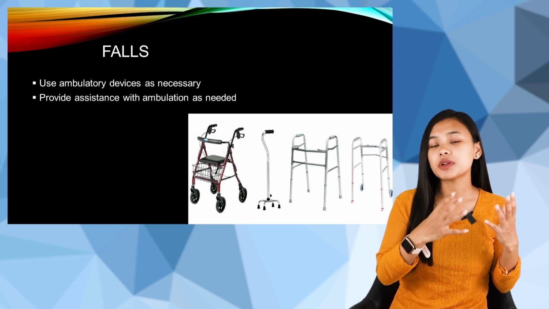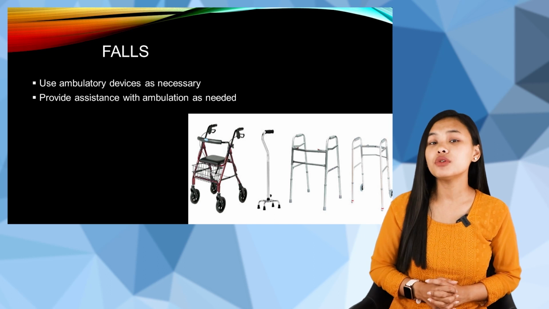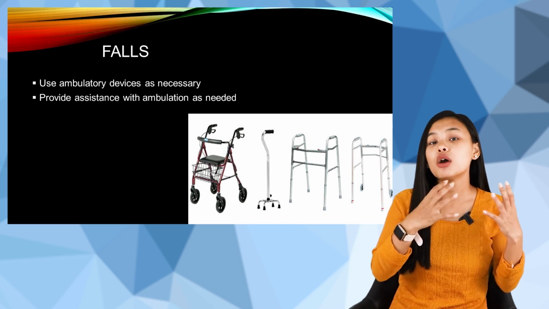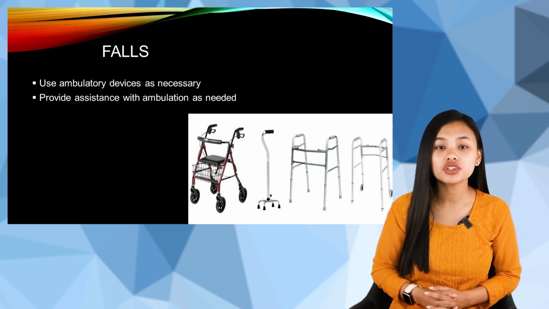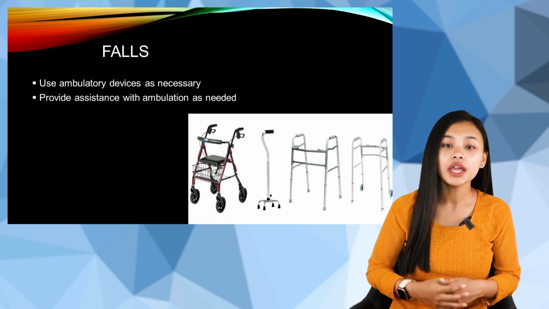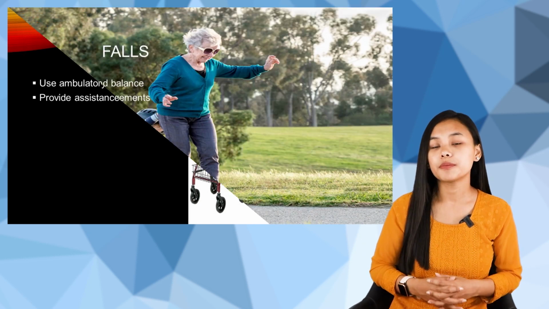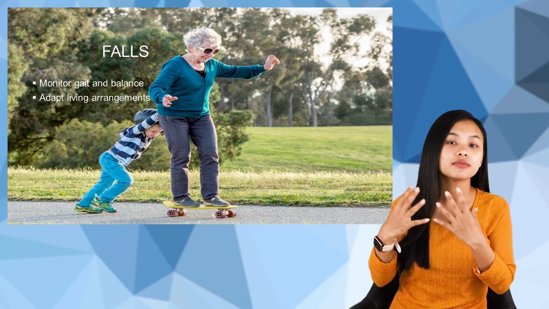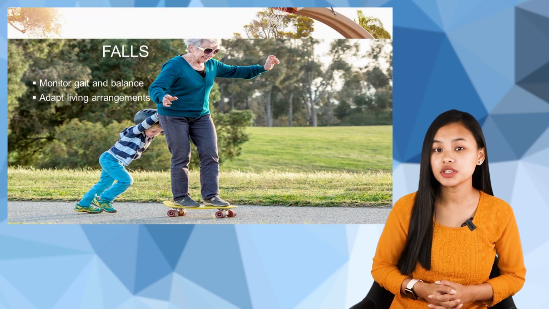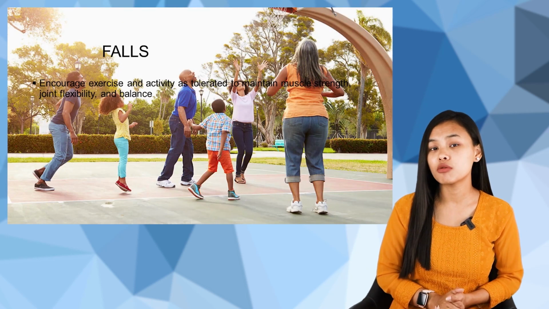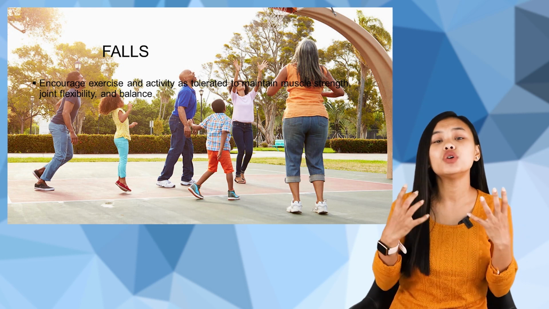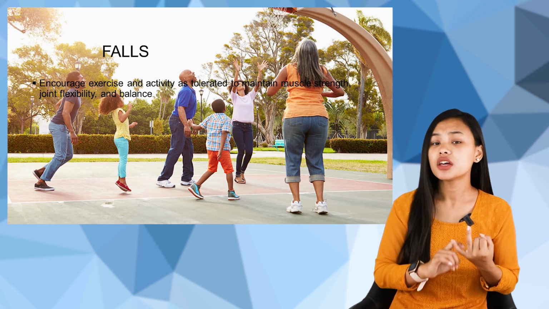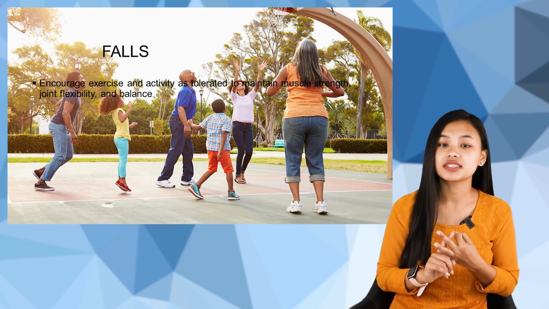Sometimes you may encounter a client who, even after you have provided these ambulatory devices, still requires your assistance, right? When you encounter these types of clients, you should assist them in their activities. You should also monitor the gait and balance of the client, and help the client adapt to their living arrangements. You should also encourage the client to perform certain exercises and activities which can be tolerated by them, in order to help them maintain their muscle strength, joint flexibility, as well as balance.